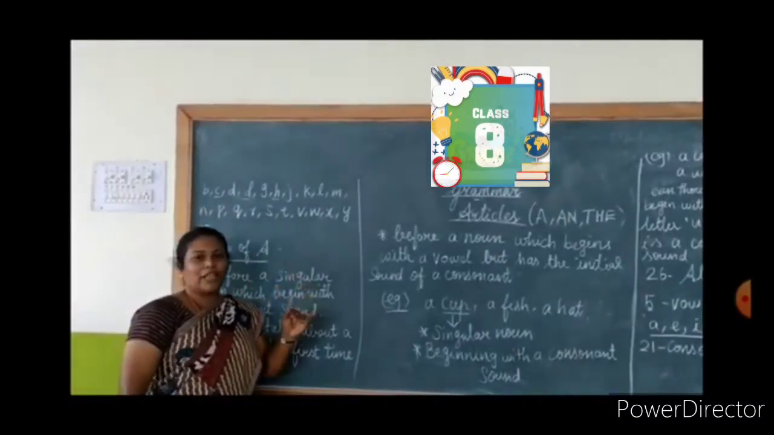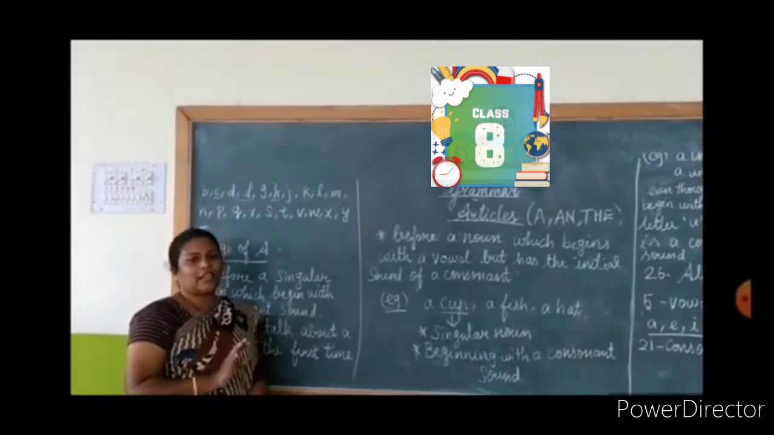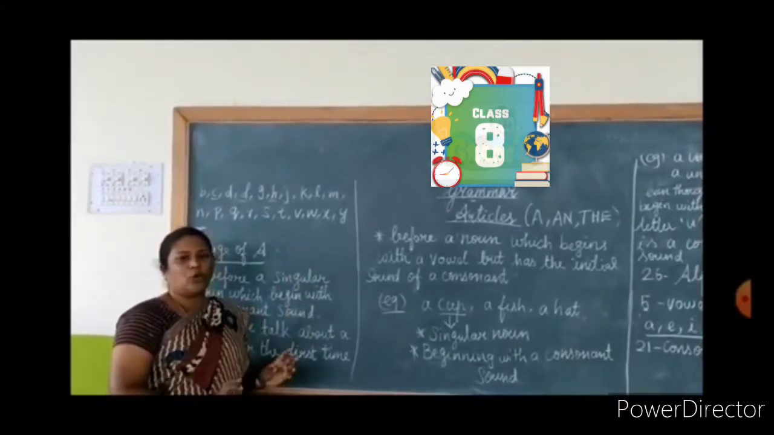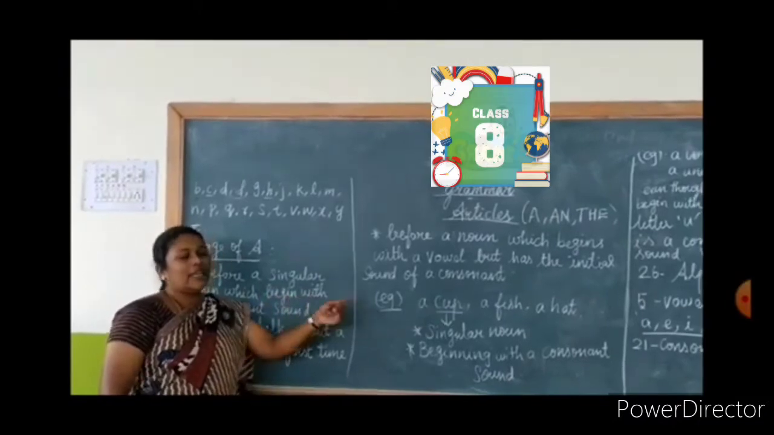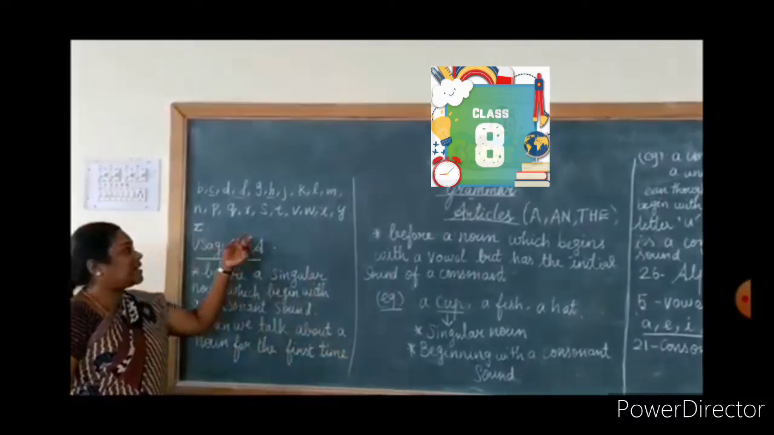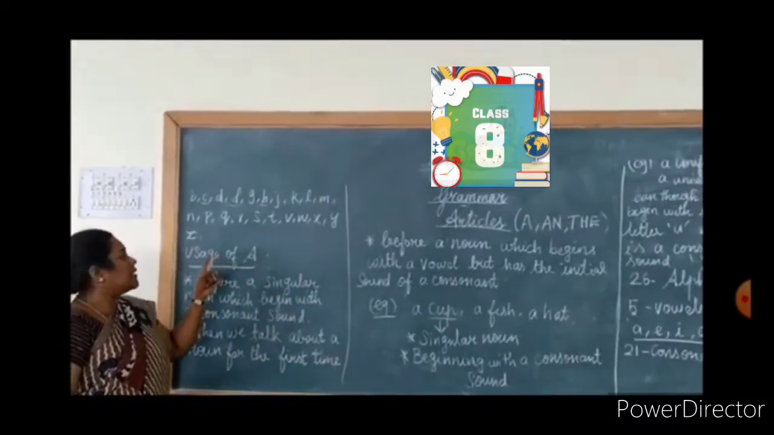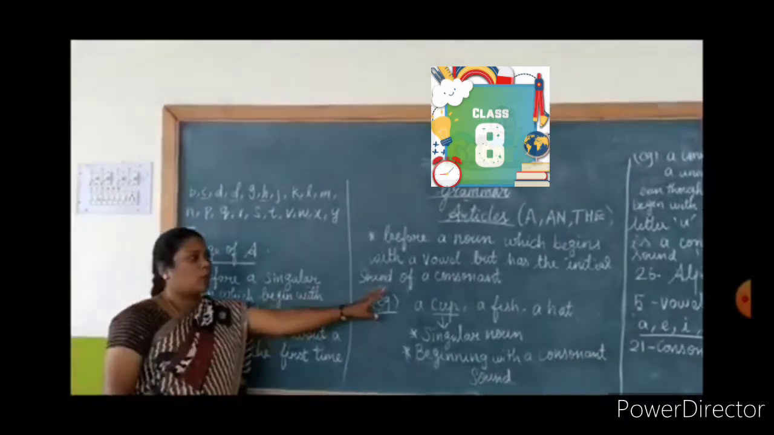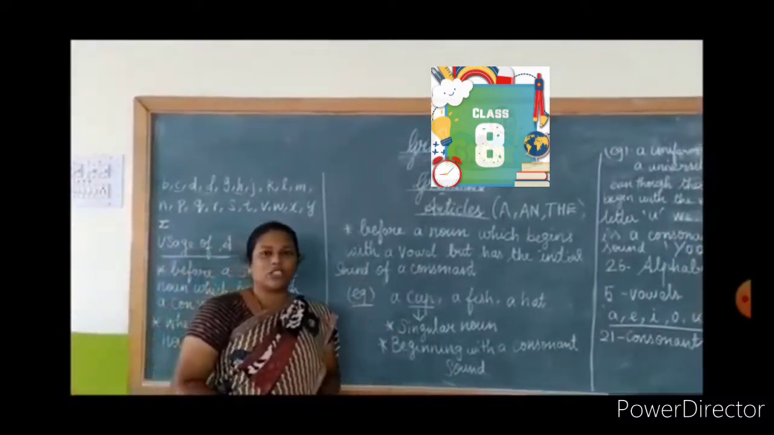So, in 26 alphabets, 5 are vowel letters, that are A, E, I, O, U. Then the remaining 21 letters are called consonants. So, that's all about vowels and consonants. Are you clear about this, children?